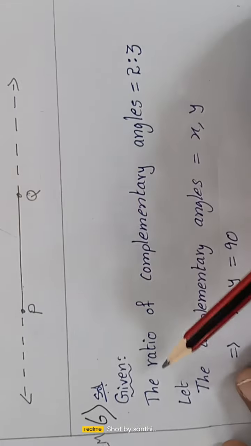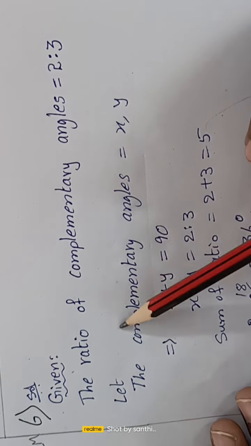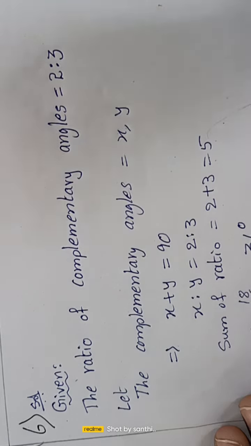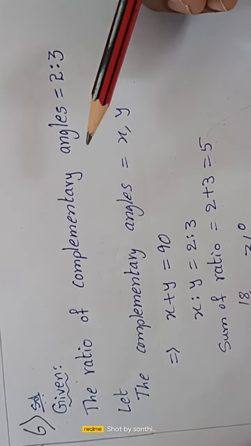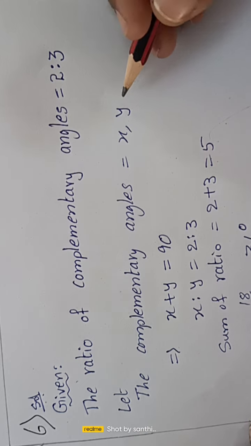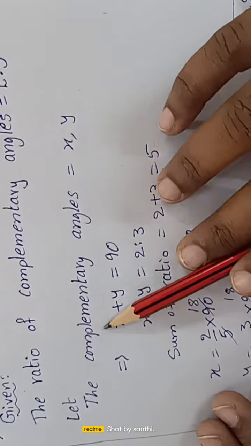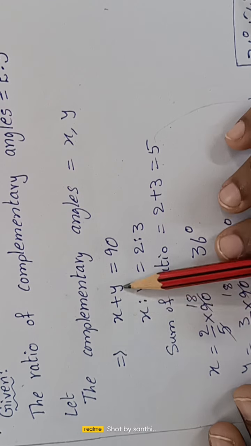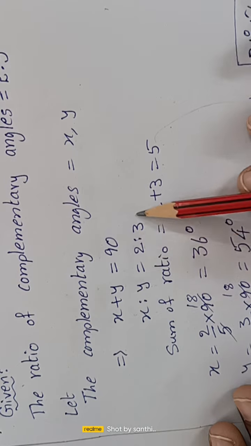Now in the second Roman, sixth question is, they have given the ratio of complementary angles 2:3, asked to find the angles. Complementary angles means if the sum of 2 angles is 90 degrees, then the 2 angles are called complementary angles. If 2 angles add up to 90, we call them complementary angles. Now let the complementary angles be x, y. Then by the property x plus y becomes 90, and they have given x is to y is 2:3.